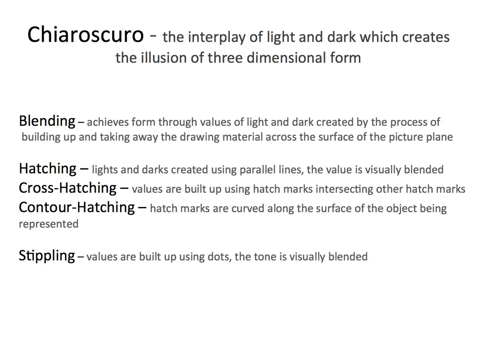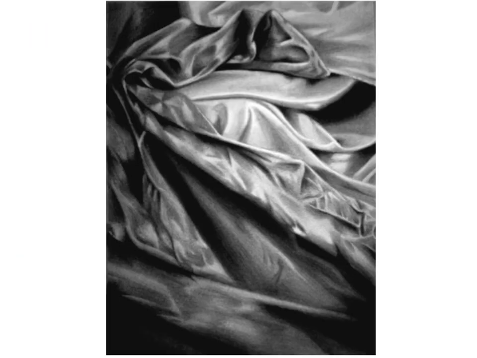And then the last type of hatching is contour hatching, where we have hatch marks that are curved, and they curve along the surface of the object being represented. Okay, and so we'll see an example of that as well. And then the last one, stippling. It's the same idea, but instead of using lines like we have with hatching, we simply use dots. And again, like the hatching, that tone is visually blended.